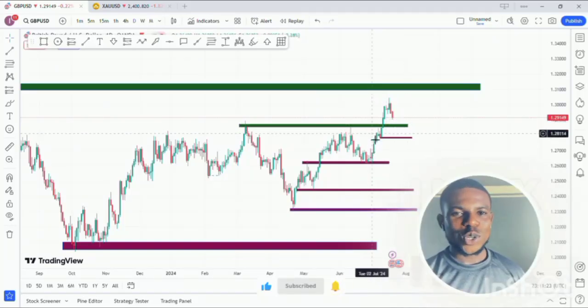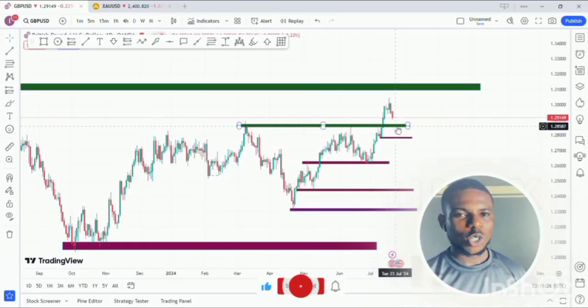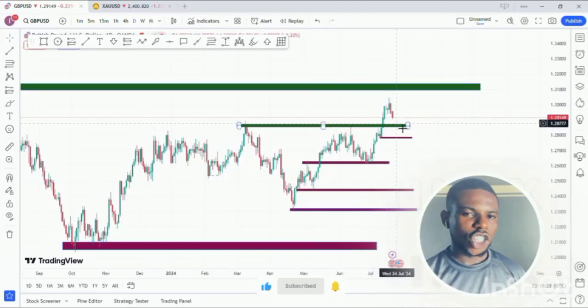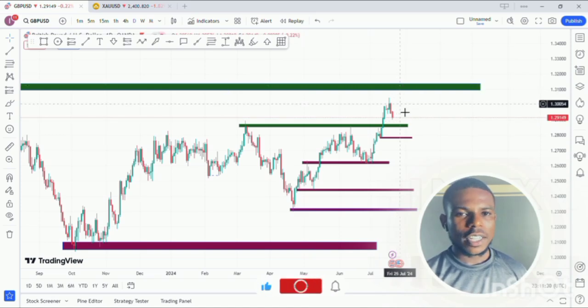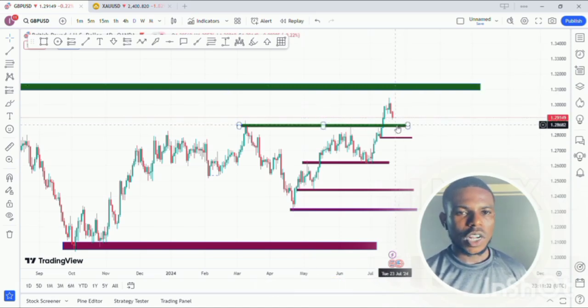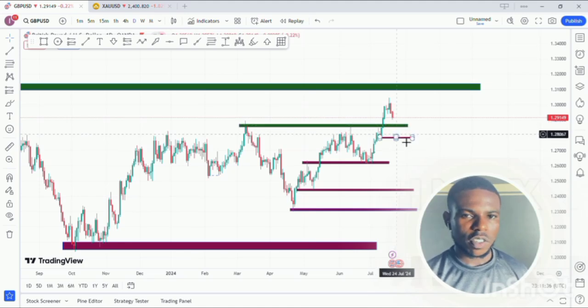So in today's video, we'll be dissecting the price action for XAUSD and GBPUSD, identifying key and potential levels on the charts and discussing potential strategies for the week ahead.